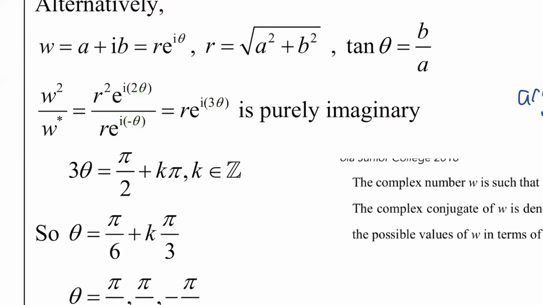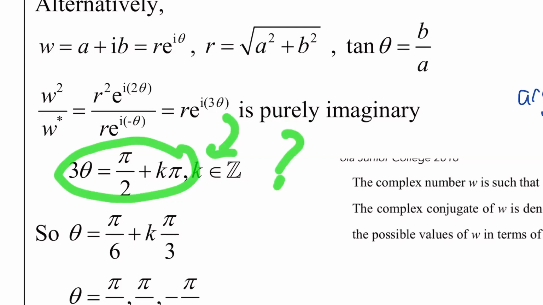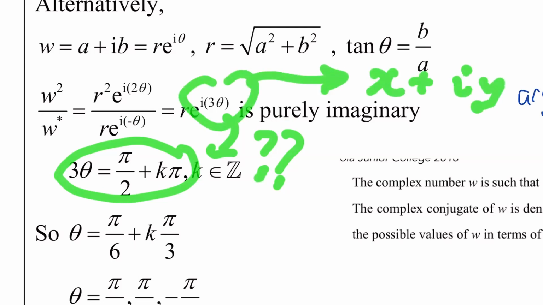Okay, then after that, they tell you this is purely imaginary. So how do you deal with it? How did they get this conclusion? That's when you need to convert from exponential form into x plus iy form. Once you know it's x plus iy, you find out what x is and what y is. They tell you that it is purely imaginary, so which part is equal to 0? Is it the x or the y? The x. The x equals 0.